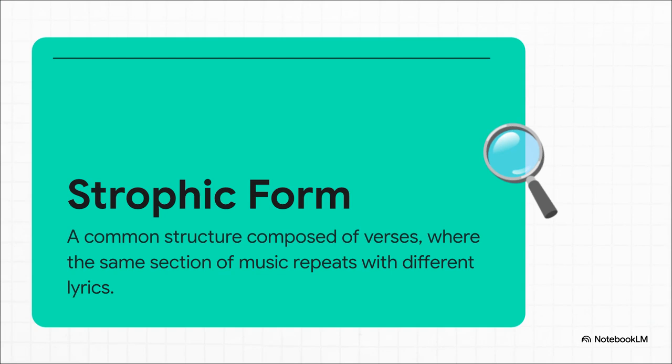Here, the most common structure is called strophic form, and it's as simple as it sounds. You have one piece of music, a melody, some chords, and you just repeat it over and over and over. The only thing that changes is the words. It's basically a series of verses. This is the bedrock of almost every folk song, and pop song for that matter.